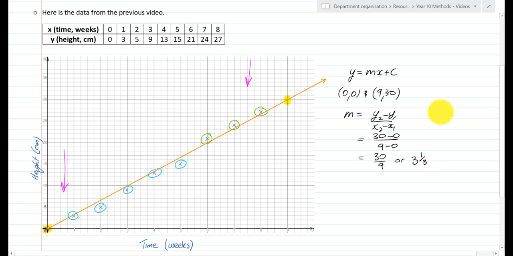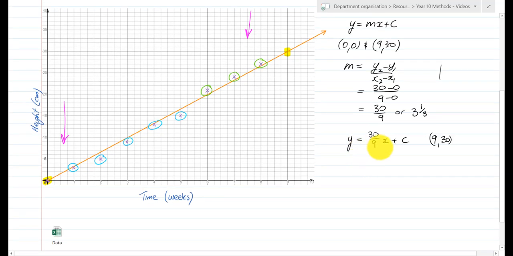Now, I've gone through this process. Finding the gradient was fairly obvious here, but you won't always have a data set that starts at 0, 0. So you'd have to go through this process. The second thing we'd have to do, again, it starts at 0, 0, but let's assume it doesn't, is we substitute in our new m value, which is 30 over 9x plus c, and then substitute in a point, let's say 9, 30, into our function to calculate the value of c. So if y equals 30 over 9x plus c, then I put 9, 30 in: 30 = 30 over 9 times 9 plus c.